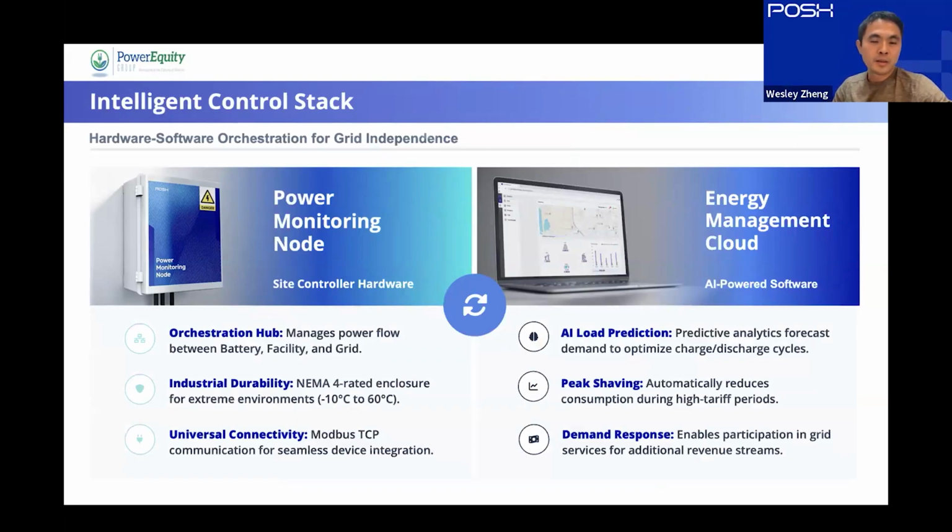Why are some of the customers working with POSH? We work really hard to make sure that we own the entire stack: load analysis, sizing, permitting, installation, demand management, and lifetime O&M. You're talking to one team.